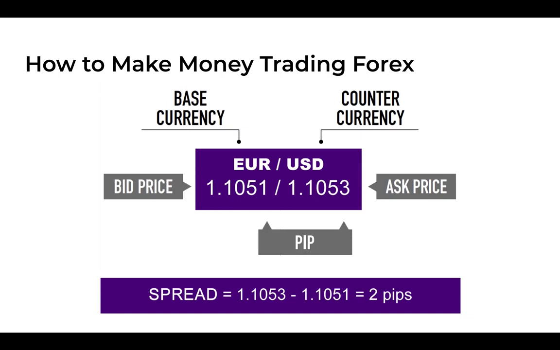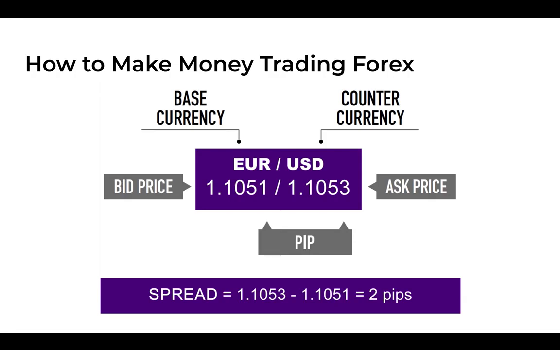So 1.1053 minus 1.1051, which is basically the ask price minus the bid price, that's going to equal the spread, which is going to be 2 pips. That's something we'll get into a little bit later when we discuss pips in a couple lessons.